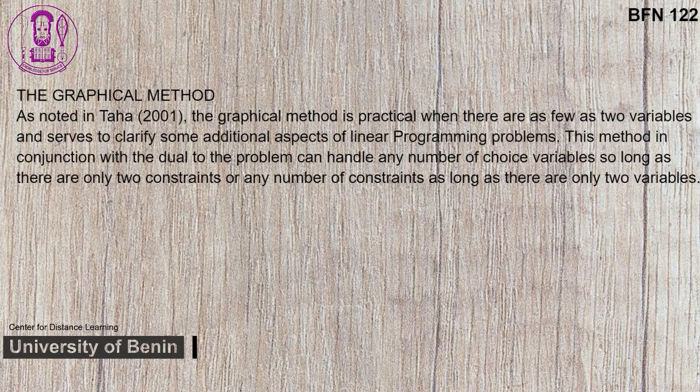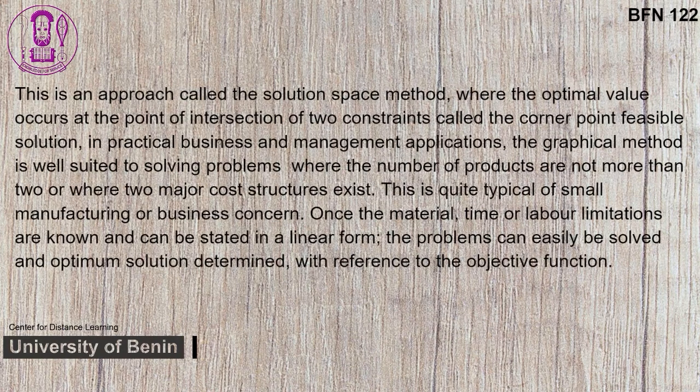The graphical method. As noted in Taha, 2001, the graphical method is practical when there are as few as two variables and serves to clarify some additional aspects of linear programming problems. This method, in conjunction with the dual to the problem, can handle any number of choice variables so long as there are only two constraints, or any number of constraints as long as there are only two variables. This is an approach called the solution space method, where the optimal value occurs at the point of intersection of two constraints called the corner point feasible solution.